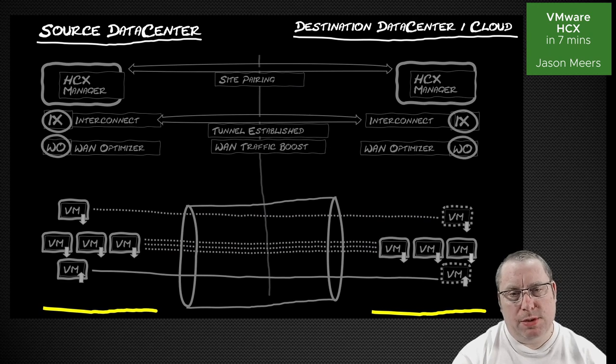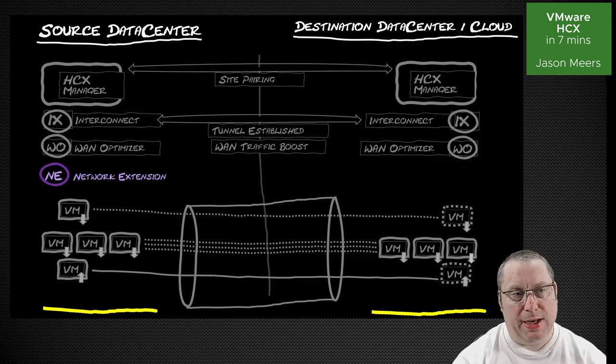So now I'm going to move on to a slightly different topic. Everything that we've drawn before I've now done in grey, so you can tell what's new and what isn't. So we've got exactly the same as before, HCX manager with an interconnect and optionally a WAN optimizer. And I've shown a single cold migration, a bulk cold migration, and then a live migration of one virtual machine.